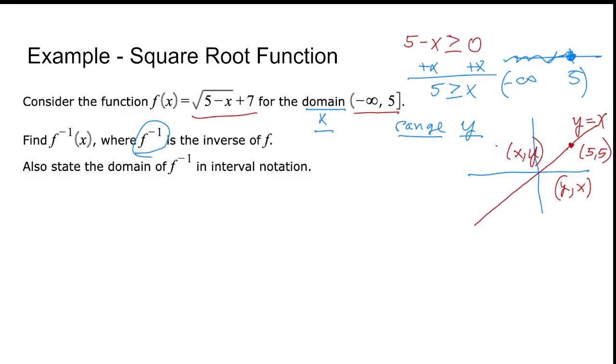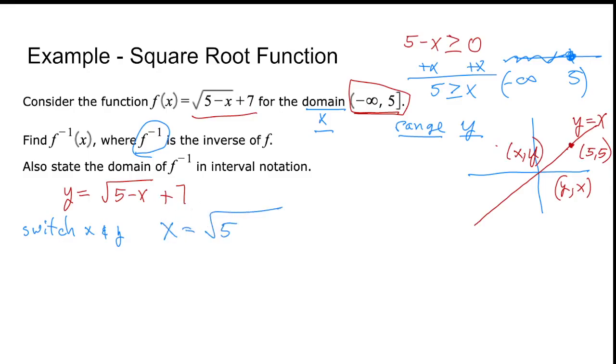Okay. So with that said, let's first take our function and rewrite it as y equals the square root of 5 minus x, plus 7. Now we'll just keep in mind that we're dealing with a domain, but we won't worry too much about it. So the first step is switch the x and y. We get x equals the square root of 5 minus y, plus 7. Literally, we just switched the symbol. And now we need to solve for y.